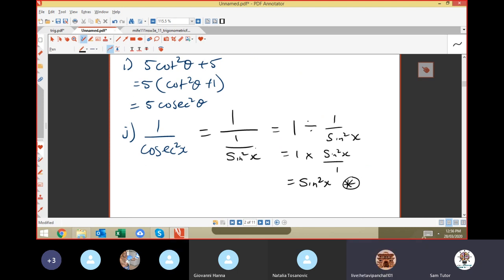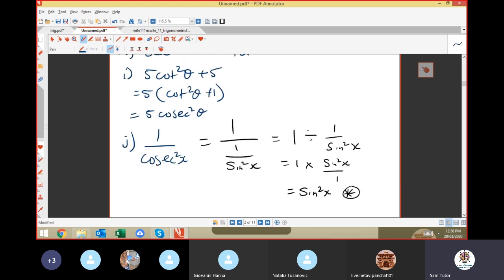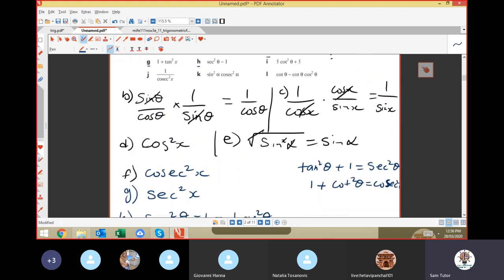Sam, can you do J again, please? Yep. So let's do it together, you and me then. Again, cosec squared x becomes what? 1 on sine squared x. And then what do you know with 1 over a fraction? Well, you can write 1 divided by that fraction, which would just be multiplying by the reciprocal of the fraction. And then your 1s just cancel out, they're irrelevant, so it just becomes sine squared x. Oh, okay. Let's try K.